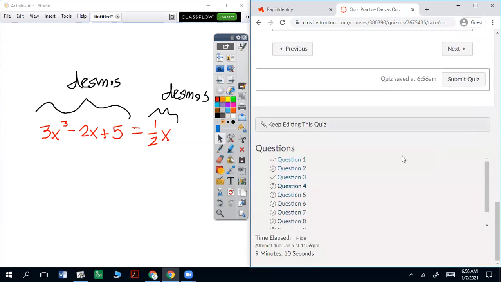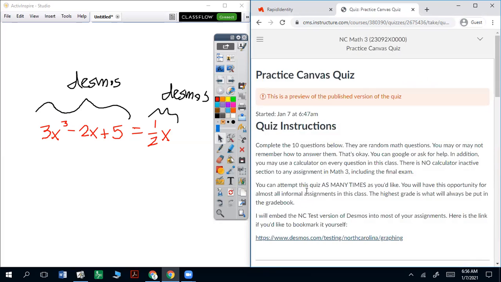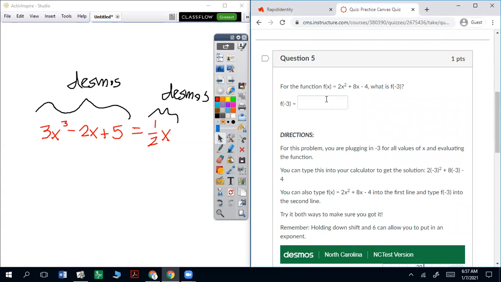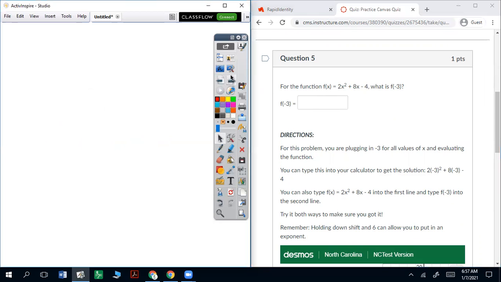Let's look at question number 5. For the function f of x equals 2x squared plus 8x minus 4, what is f of negative 3? So what that means for function notation is we want to plug in negative 3 for whatever values of x you see. So we have 2x squared, that means 2 times negative 3 squared, plus 8x, so 8 times negative 3, minus 4. That's what f of negative 3 is.